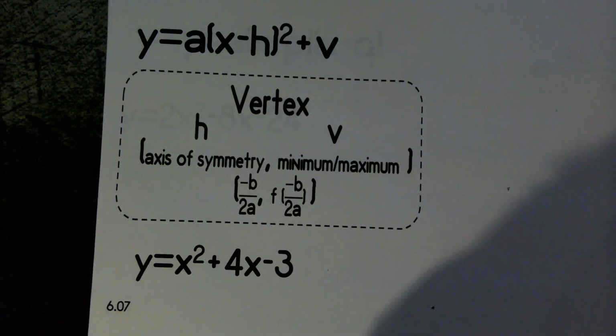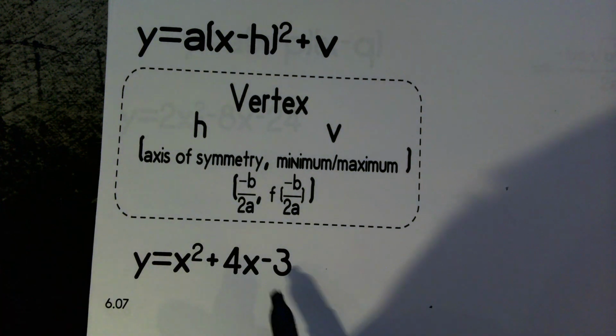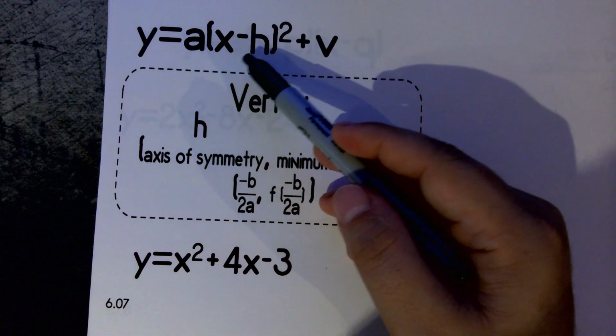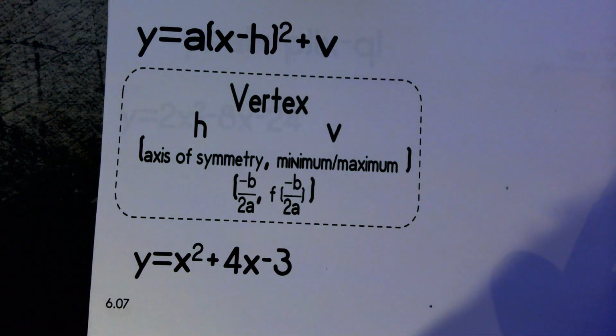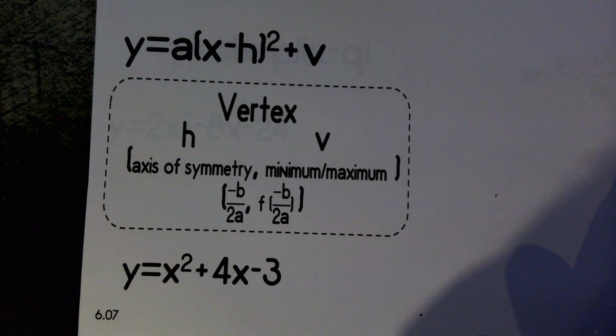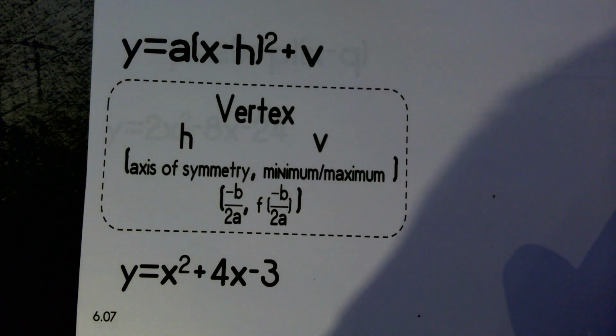All right, now we're going to convert an equation from standard form, which is right down here, y equals x squared plus 4x minus 3, into vertex form, which is y is equal to a times (x minus h) squared plus v. This really helps us visualize the graph. It doesn't give us the zeros, but it will give us the center point, and it'll tell us if there's a minimum or maximum value.